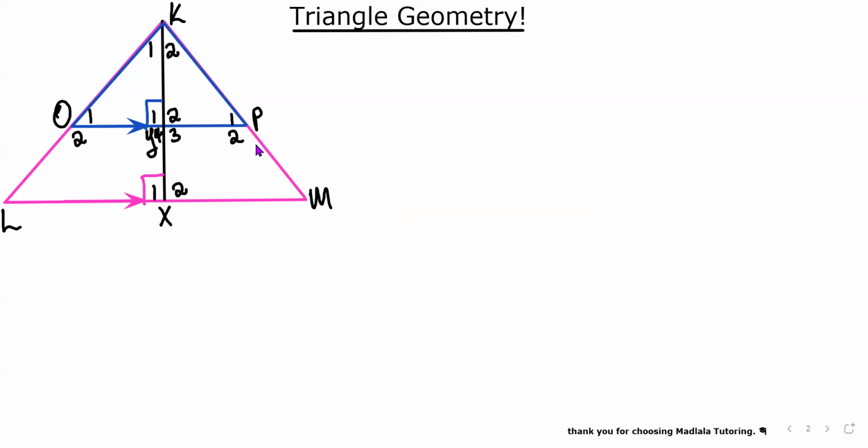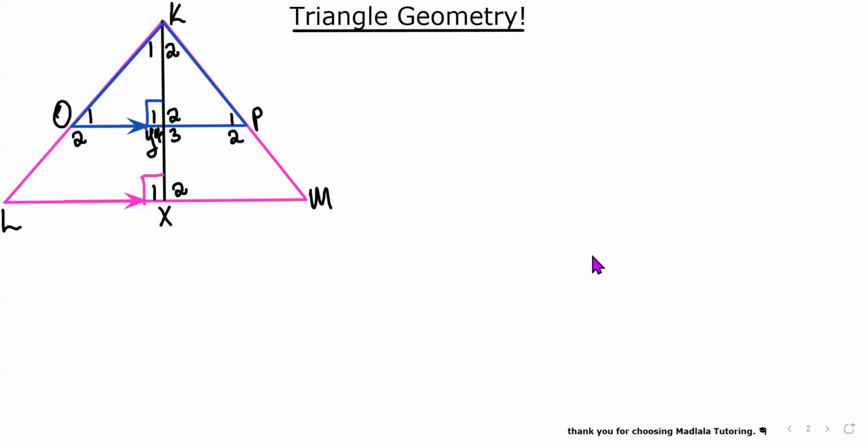So the only thing that is important from the statement is the area of this blue triangle is equal to the area of the quadrilateral. Another thing, KYX is perpendicular to OP and LM, and also OP is parallel to LM. Well, everything is important in this case. That's fine.